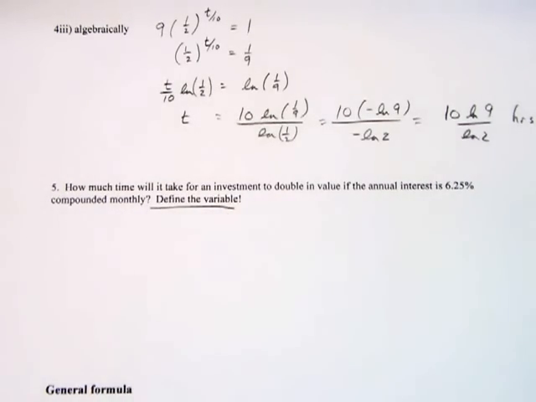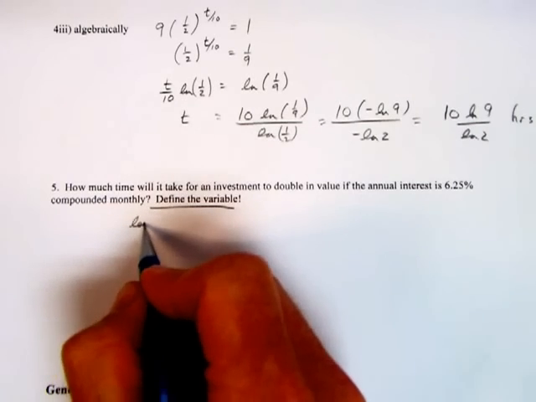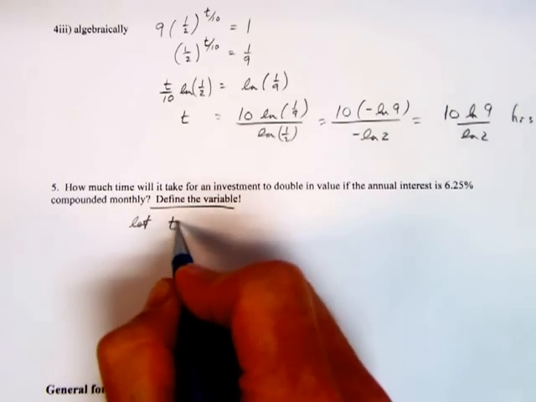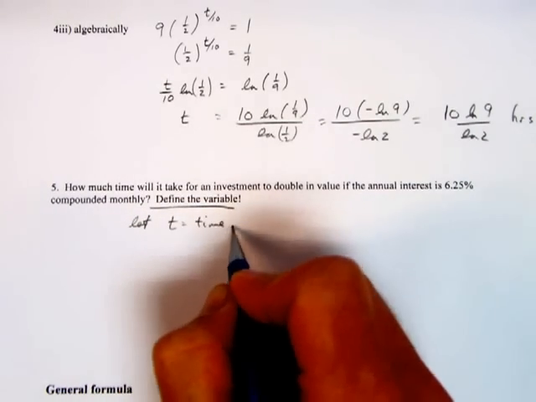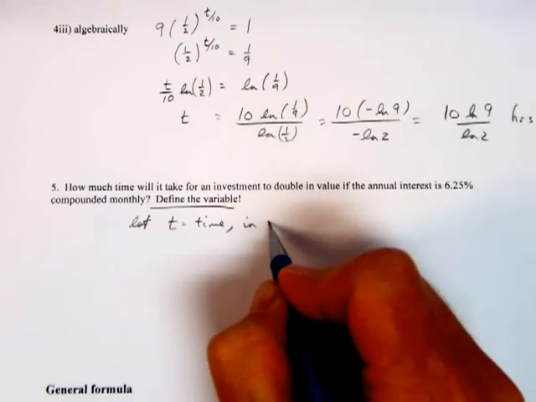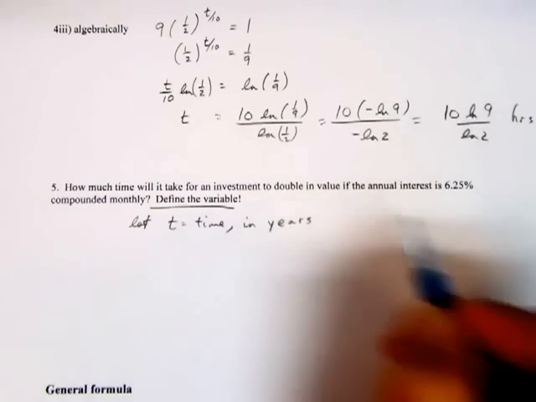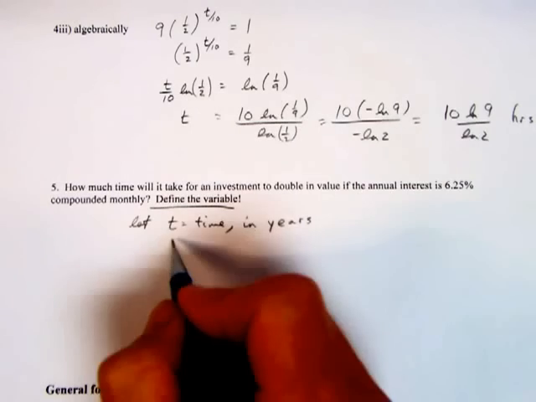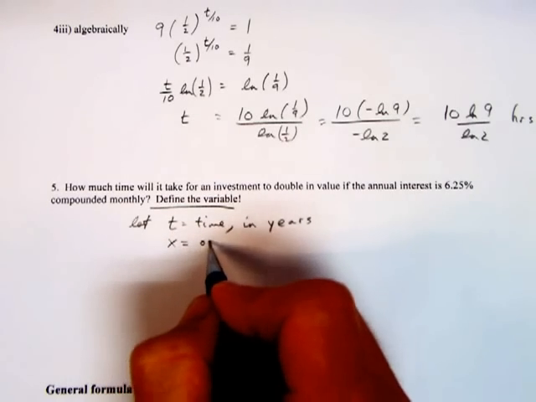This is an important thing. I always want to see you define your variables, especially when you're taking a test or quiz. Let t equal time. That is insufficient. We need to state what the units of measure are. In this case, we're going to be in years. And then here, x would be the original amount.